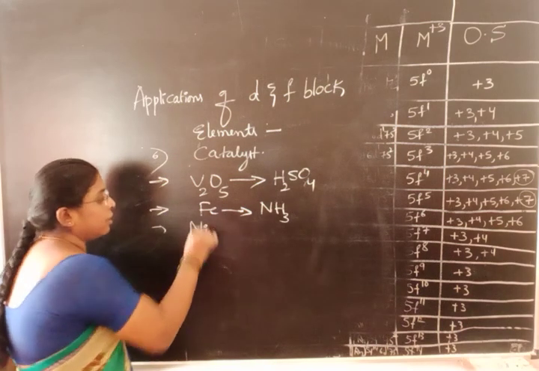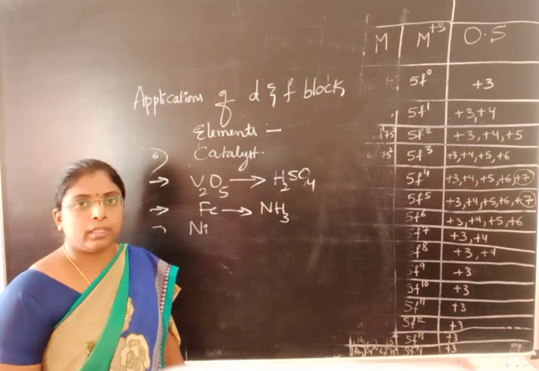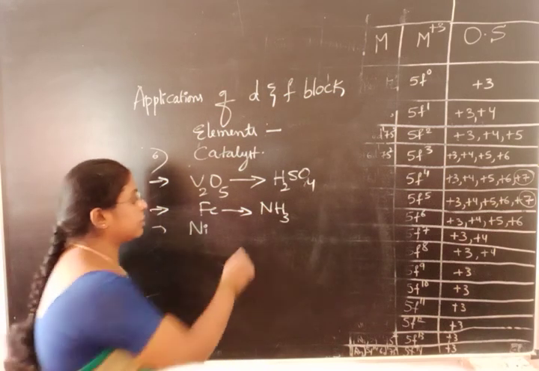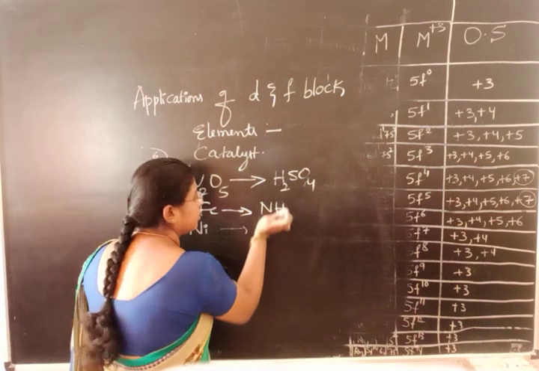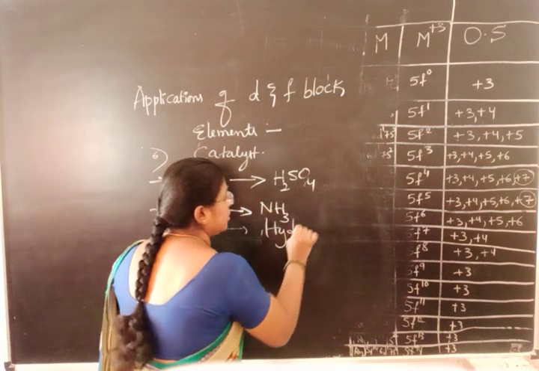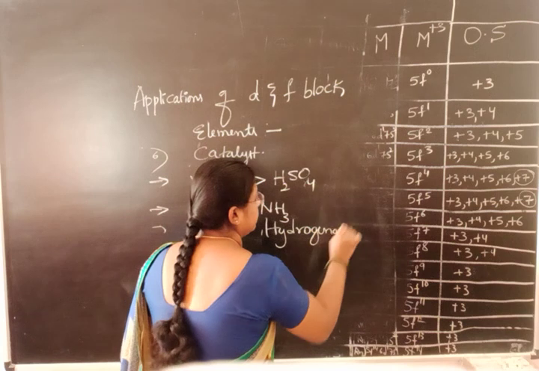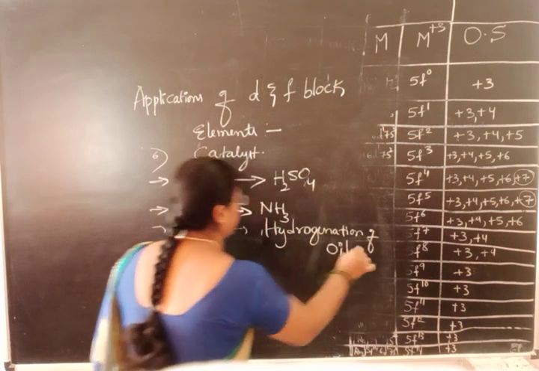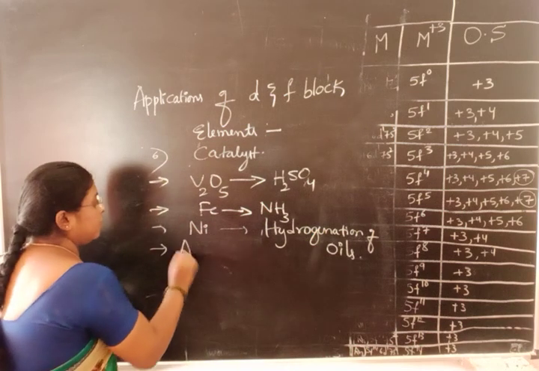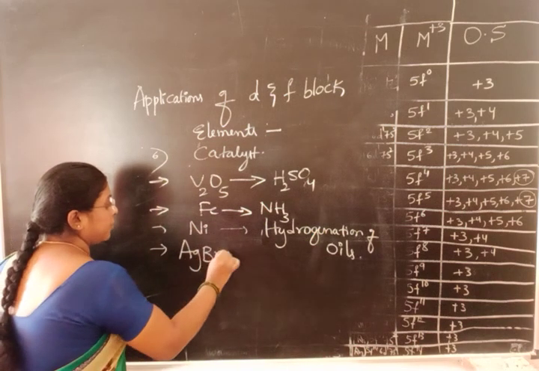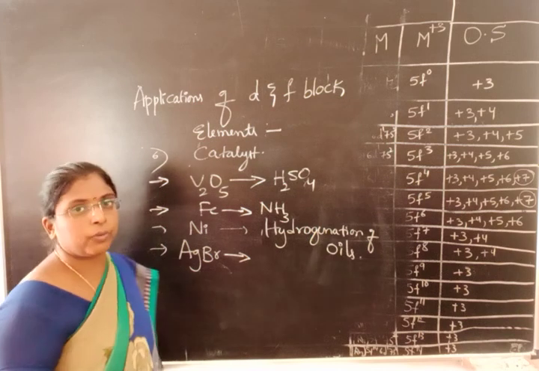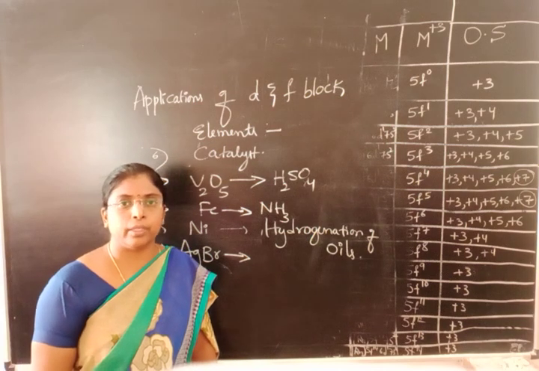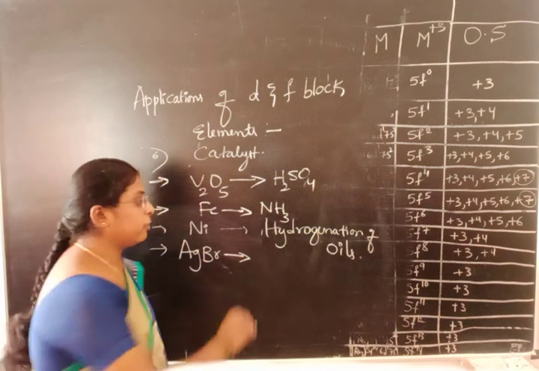Nickel. Finely divided nickel is used as a catalyst in the hydrogenation of oils. Silver bromide, AgBr. Silver bromide is photosensitive in nature. Because it is photosensitive, it is used in photography.